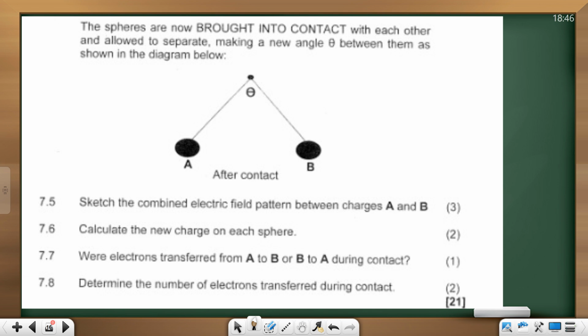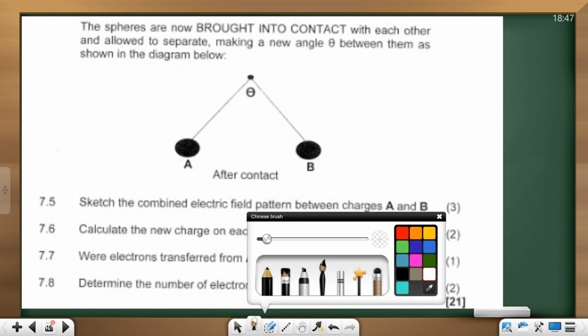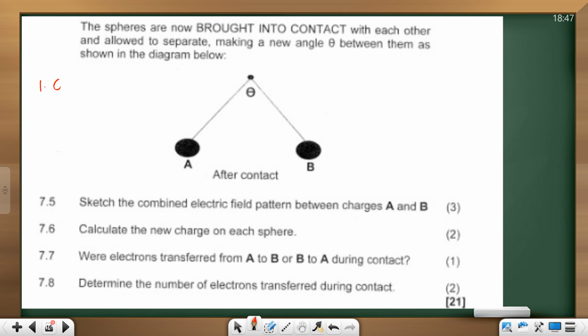All right, let's see this one. The spheres are now brought together into contact with each other and allowed to separate, making a new angle theta between them as shown. Sketch the combined field pattern. All right, what happens when charges are brought together? Number one, this is grade 10. Electrons move from where they are more to less.